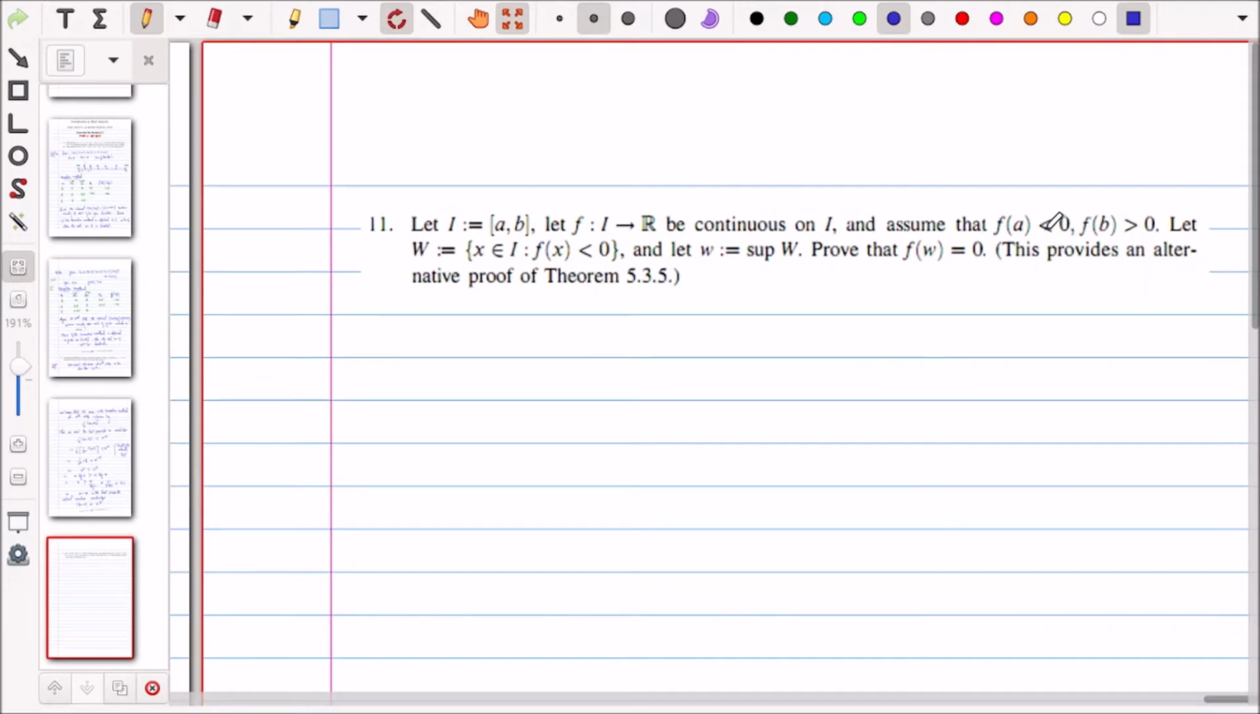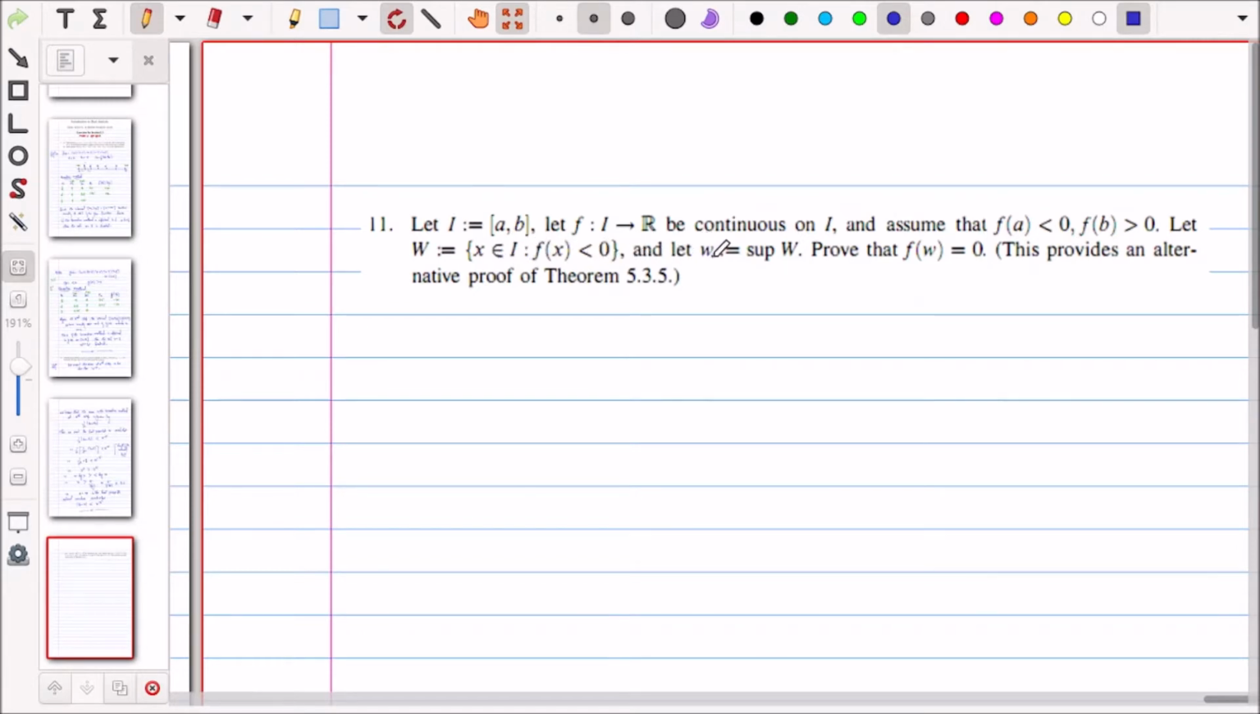So basically the function is changing its sign from negative to positive on the interval a to b, and we have taken this set W, which is equal to x belonging to I such that f of x is less than 0. So we have collected all the points in the interval I at which the value of the function is negative.